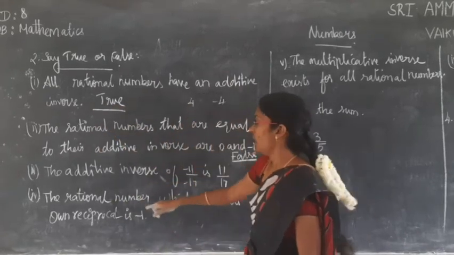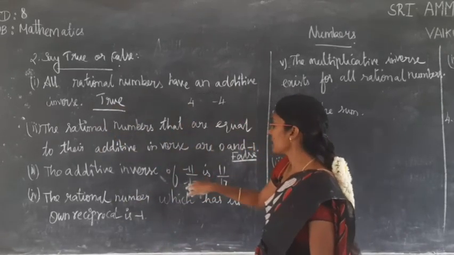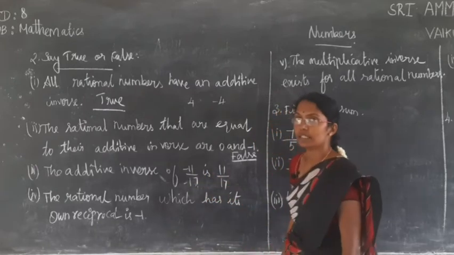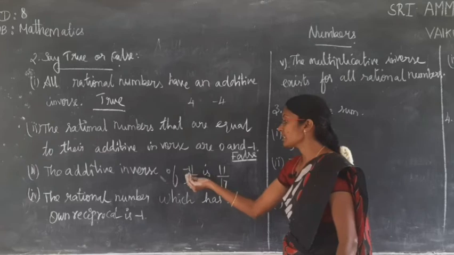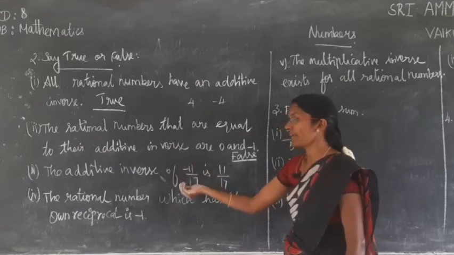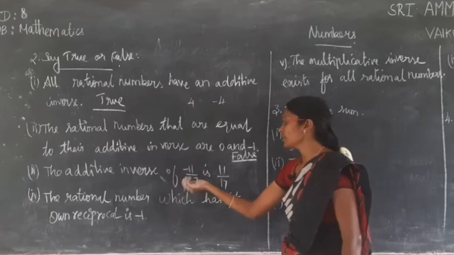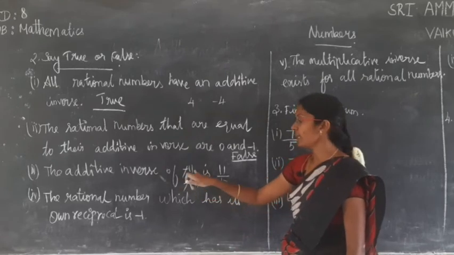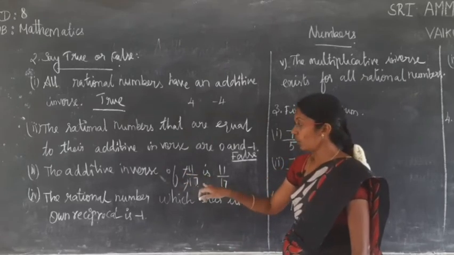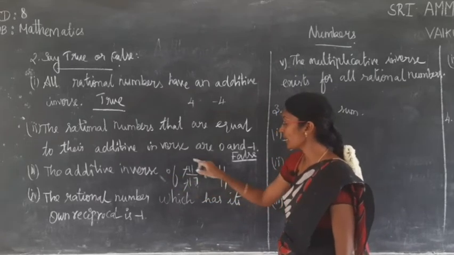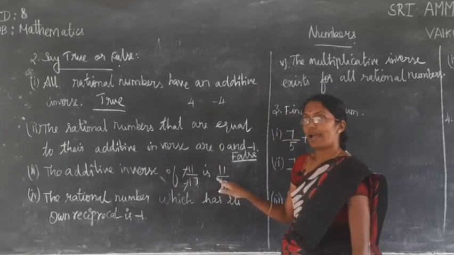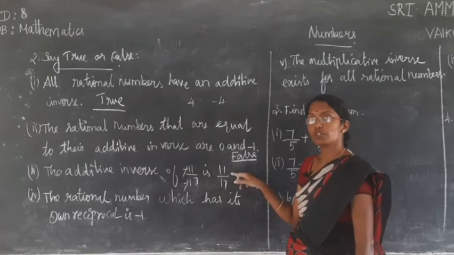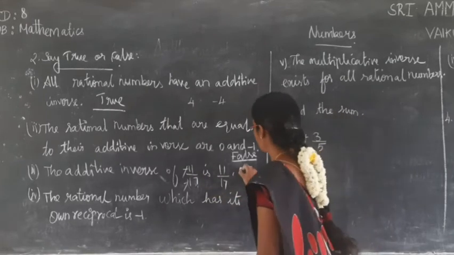So the next statement, additive inverse of minus 11 by 17 is 11 by 17. See here, if it is minus on the numerator and minus on the denominator, what will be? It will get cancelled and the answer will be 11 by 17. So additive inverse means if it is plus, you will get minus in the answer. But here 11 by 17 is 11 by 17. Whether the statement is true? No, false.